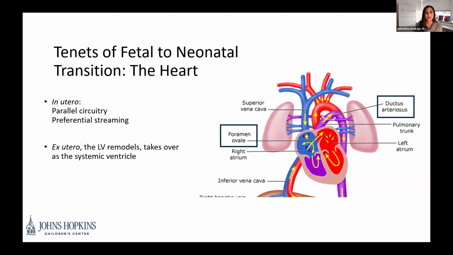The second thing I'd like to point out about the fetal heart is that there are two connections that allow the opportunity for parallel circuitry. The first is the foramen ovale, which connects the two atria. And the second is the ductus arteriosus, connecting the great vessels, the pulmonary trunk and the aorta. Now, because of parallel circuitry, there's an opportunity for a differential in oxygenation between the pre and postductal circulations. And that plays out ex utero with CDHs, and we can even utilize it to our advantage.